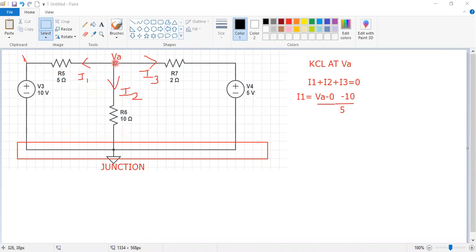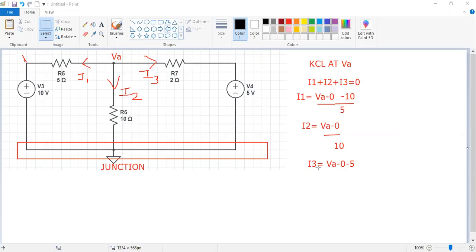Then coming to I2. I2 is given as (VA minus 0) by 10, because of the difference of two potentials here. And I3 is (VA minus 0 minus 5) by 2. In this way, write all the formulas here. So I2 is equal to (VA minus 0) by 10. Then I3: I3 is equal to (VA minus 0 minus 5) by 2.